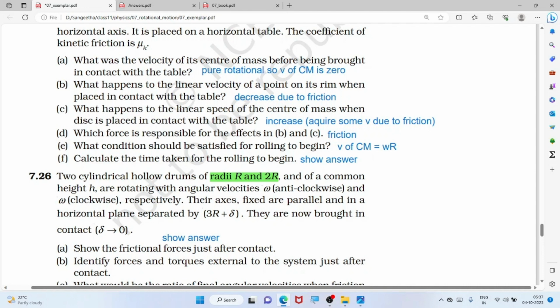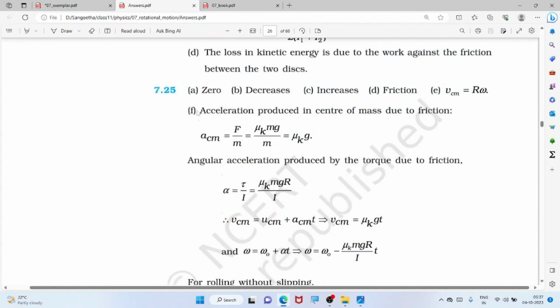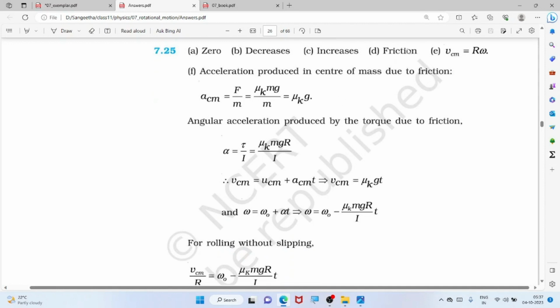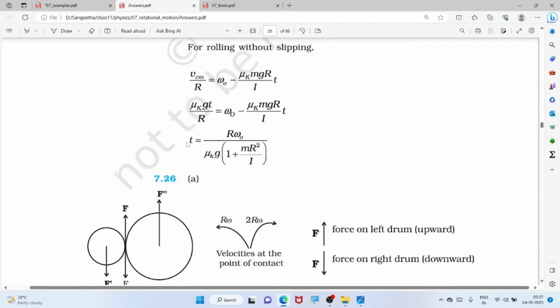What condition should be satisfied for rolling to begin? The velocity of the center of mass equals the angular speed times the radius, v = ωr. When these two are equal, rolling will begin. Calculate the time taken. This is how they are computing the time. This is the condition for the rolling to start. You can go through this answer.